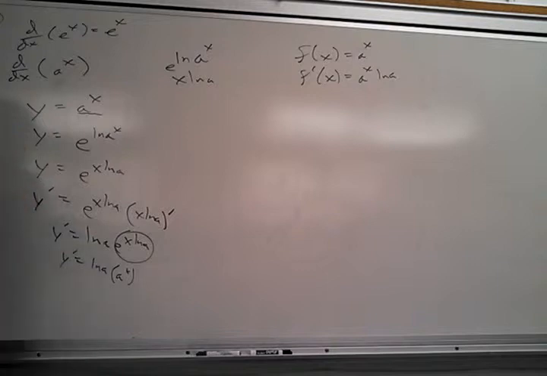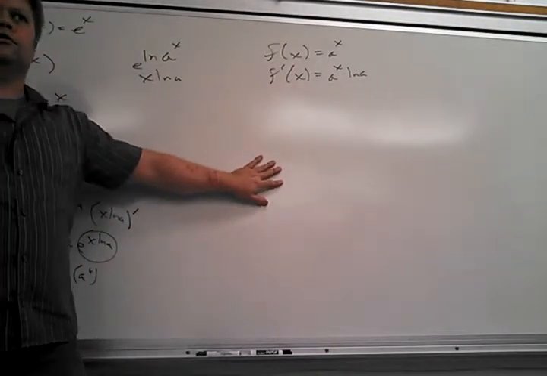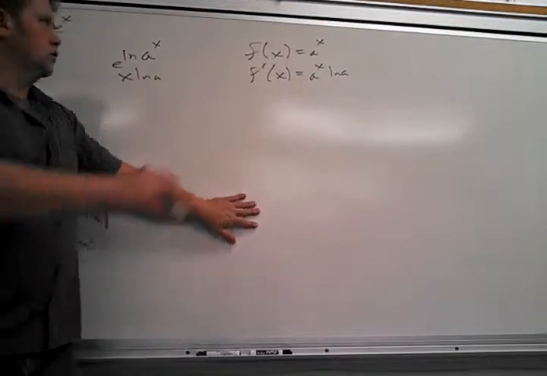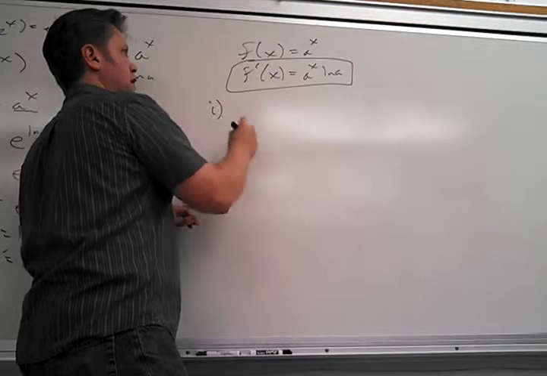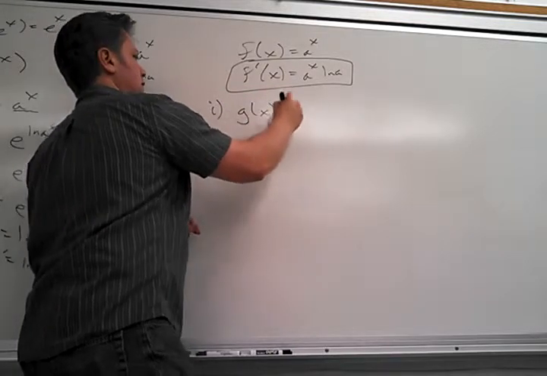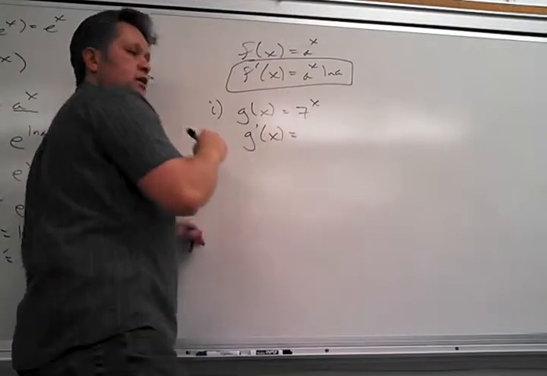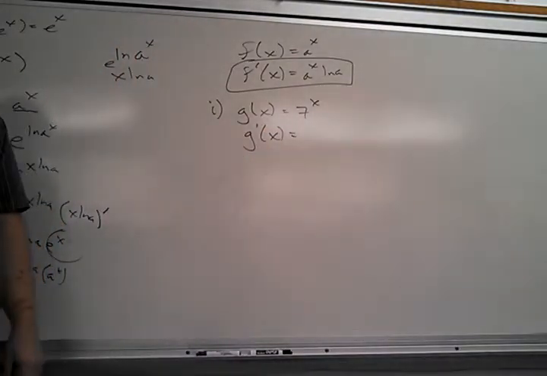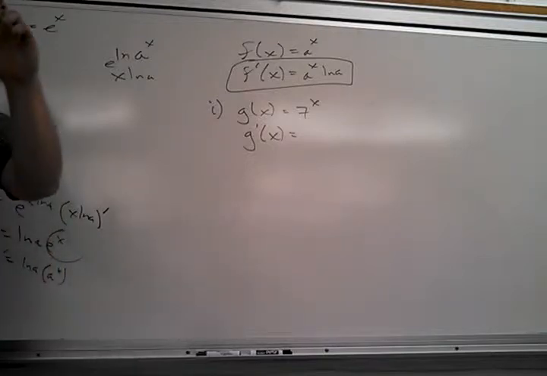Ln of e is 1, of course, because those are inverse functions. Okay, cool. So now this is a rule you must know. So let's do a couple quick examples. If I have g of x is 7 to the x, what's g prime of x going to be? 7 to the x ln 7. It's almost too easy to believe. You just got to remember it.